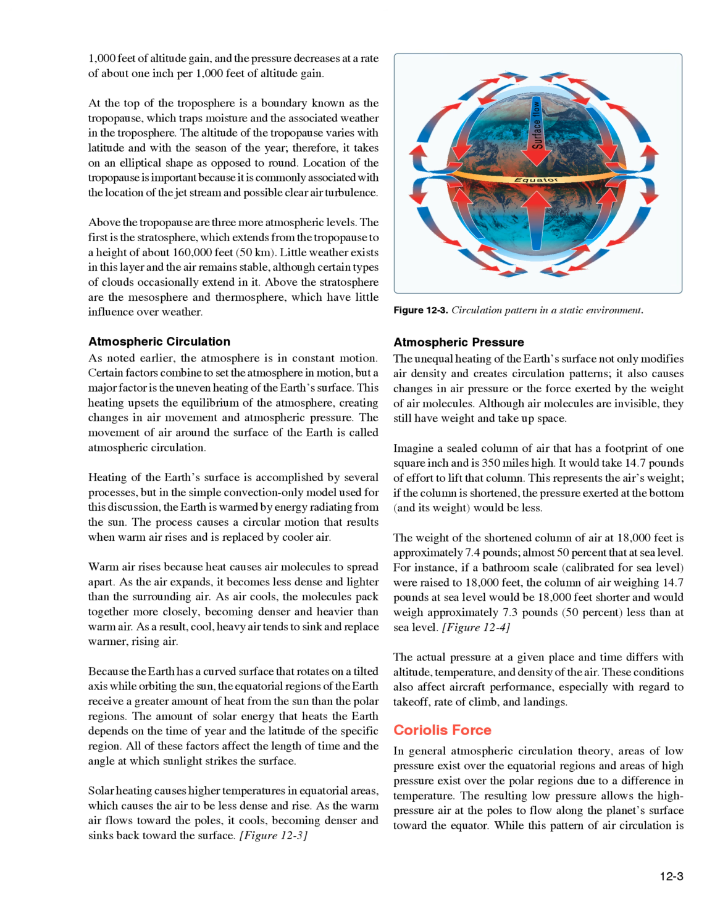Warm air rises because heat causes air molecules to spread apart. As the air expands, it becomes less dense and lighter than the surrounding air. As air cools, the molecules pack together more closely, becoming denser and heavier than warm air. As a result, cool, heavy air tends to sink and replace warmer, rising air. Because the Earth has a curved surface that rotates on a tilted axis while orbiting the Sun, the equatorial regions of the Earth receive a greater amount of heat from the Sun than the polar regions. The amount of solar energy that heats the Earth depends on the time of year and the latitude of the specific region.